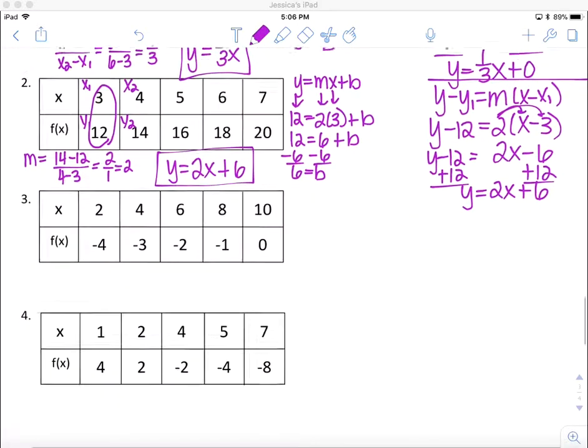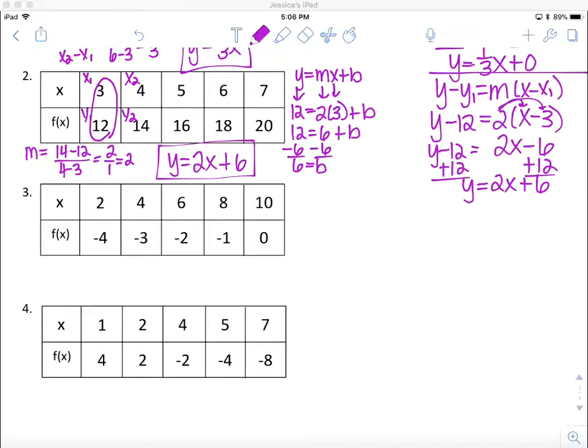Go ahead and pause the video, try 3 and 4, and then restart when you're ready to check.